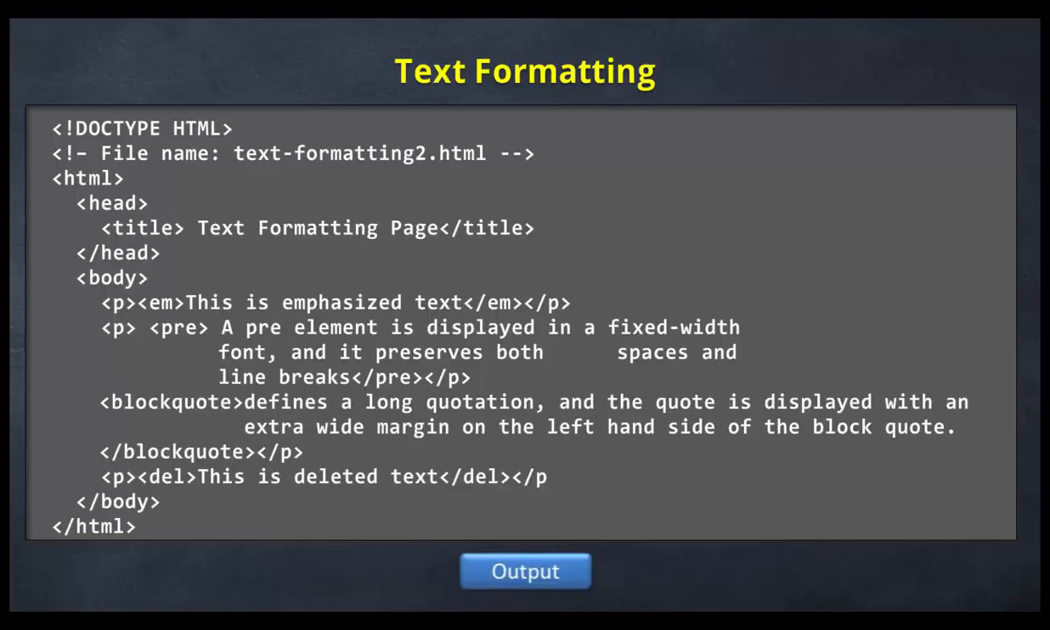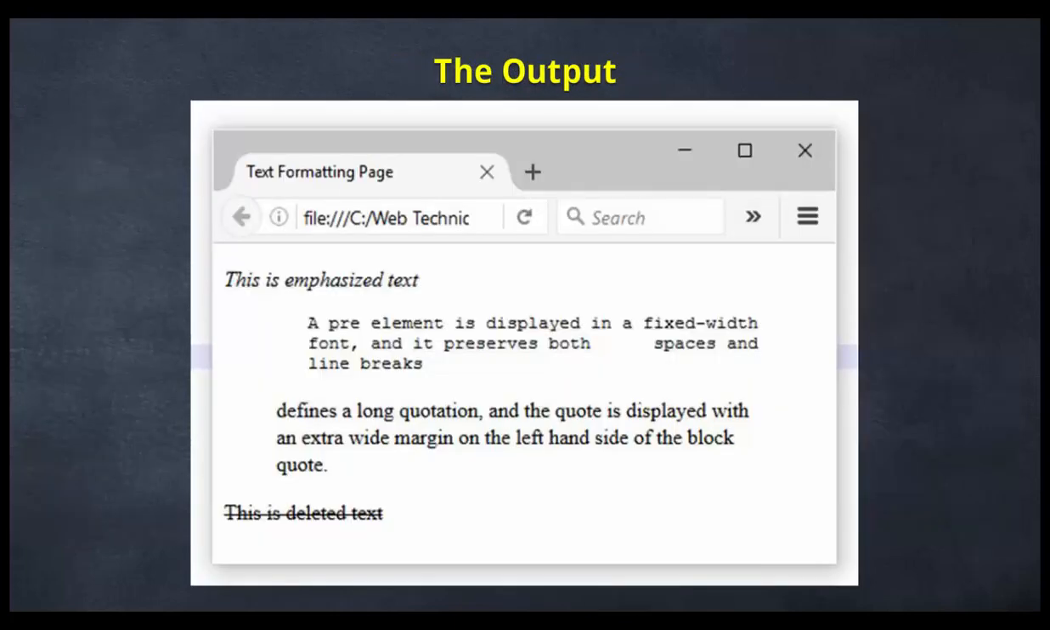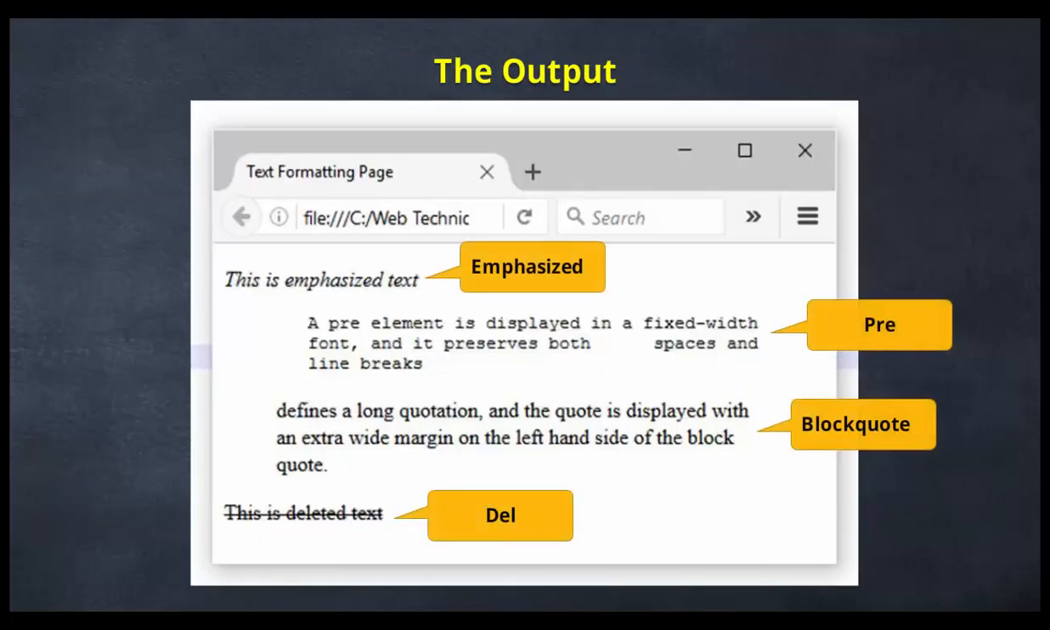The following example shows the text formatting page using the formatting elements such as emphasized, pre, block quote, and delete. Click at the Output button to display the output. Displays the output of text formatting page.